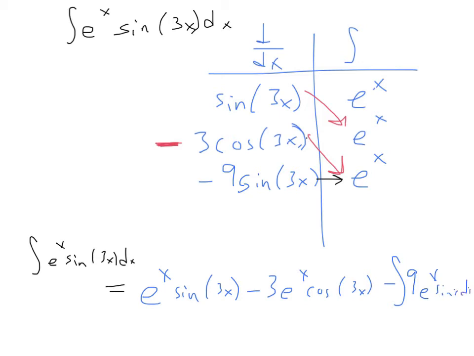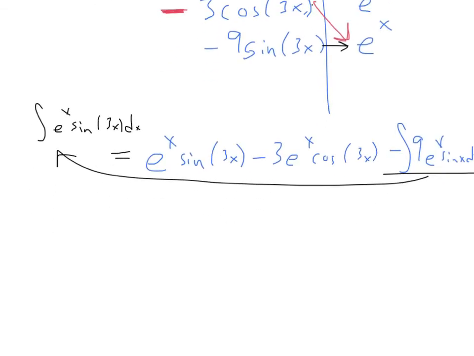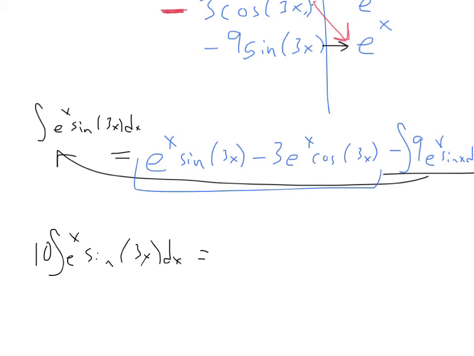And this is great because now this last piece can be added over. When it gets added over, I end up with 10 of those integrals, e to the x sine 3x dx, equals the pieces that weren't a part of that integral. So e to the x, and actually you can just factor out the e to the x right now, save ourselves some time, e to the x sine 3x minus 3 cosine 3x.